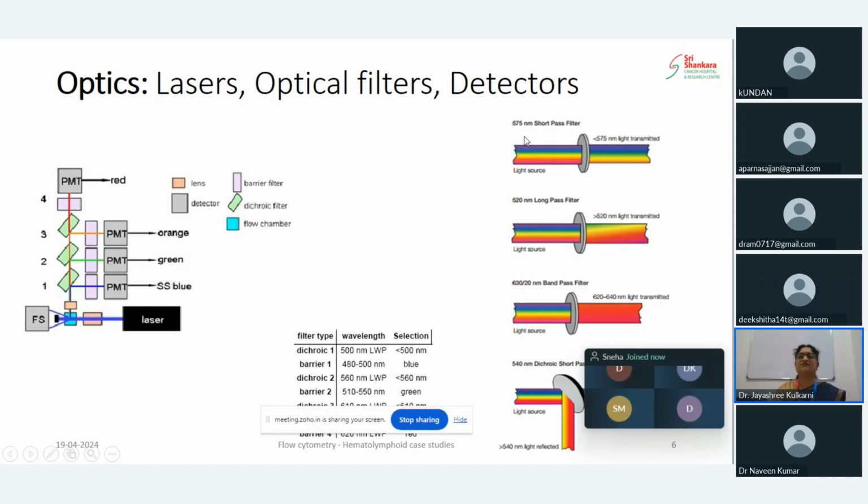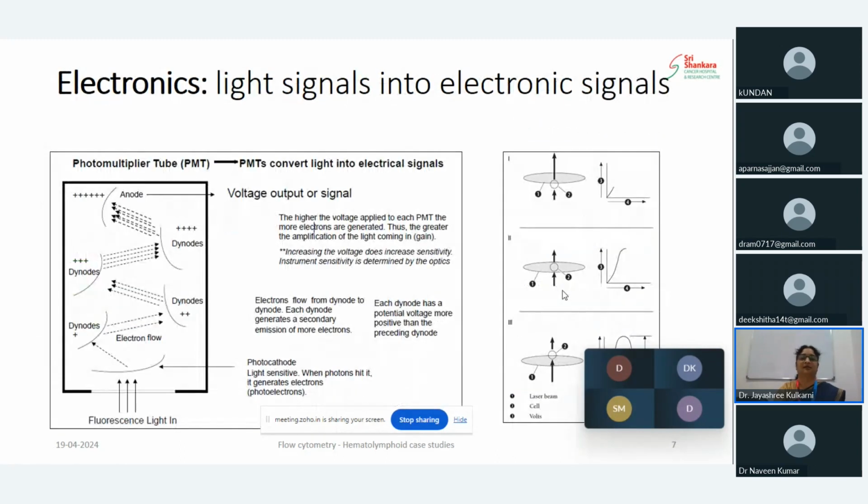Now, there are various filters by name: short pass filter, long pass filter, band pass filter. These are all for theory. Let us not go into details of it. Let us stick to what is more practical in analyzing this.